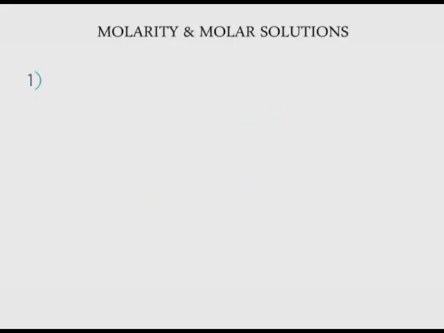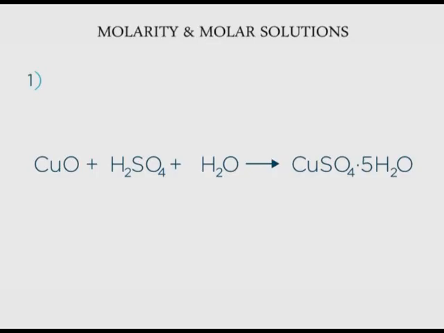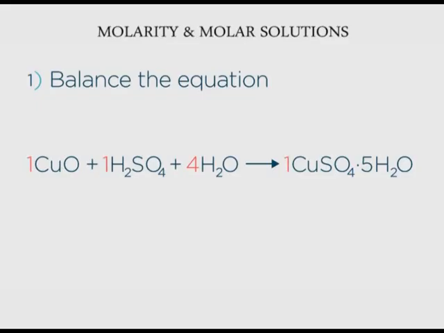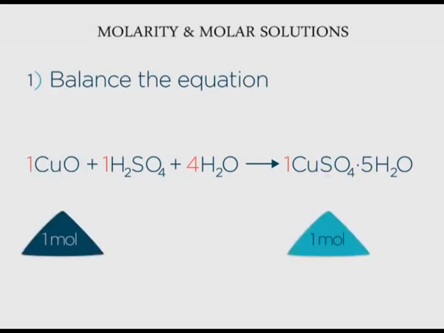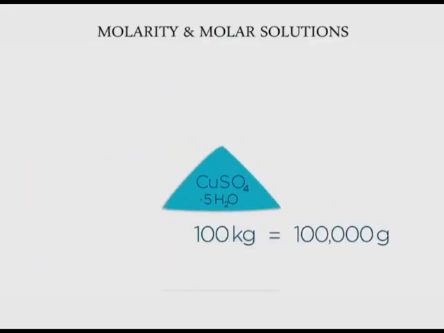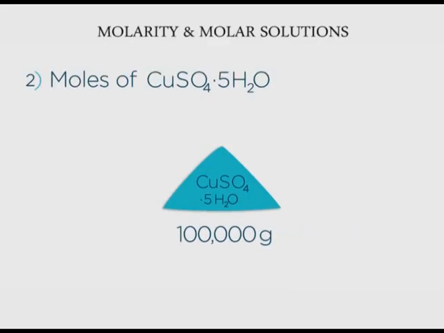The first thing to do is to write the chemical equation and balance it. Fortunately, this one is not hard. All we need to do is change the mole ratio of water from 1 to 4. For the other species, the ratio is 1. Now you know that for every 1 mole of copper 2 oxide, we get 1 mole of copper 2 sulfate. 100 kilograms or 100,000 grams of copper 2 sulfate are required. We now find how many moles this mass represents.